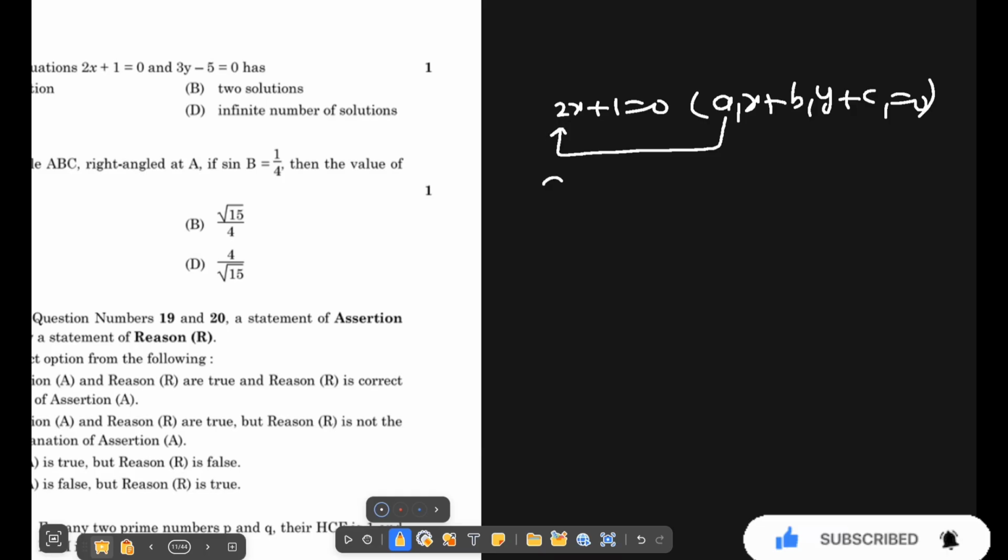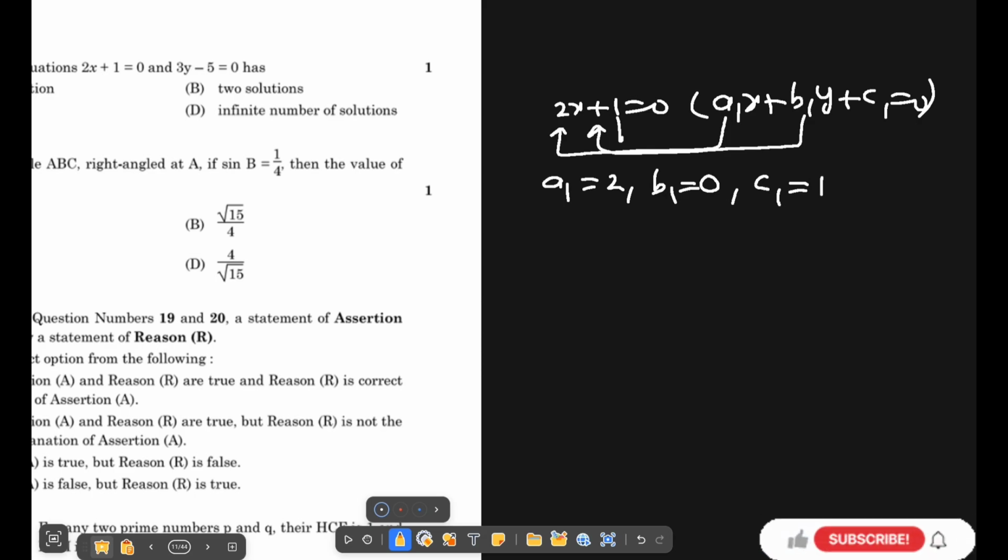If we compare this one with the general linear equation a1x plus b1y plus c1 equals 0, the coefficient of x here is 2, so a1 is 2, and the coefficient of y, b1, is 0. There is no y term here, and the constant term is this one. Now let's write the second equation: 3y minus 5 equals 0.